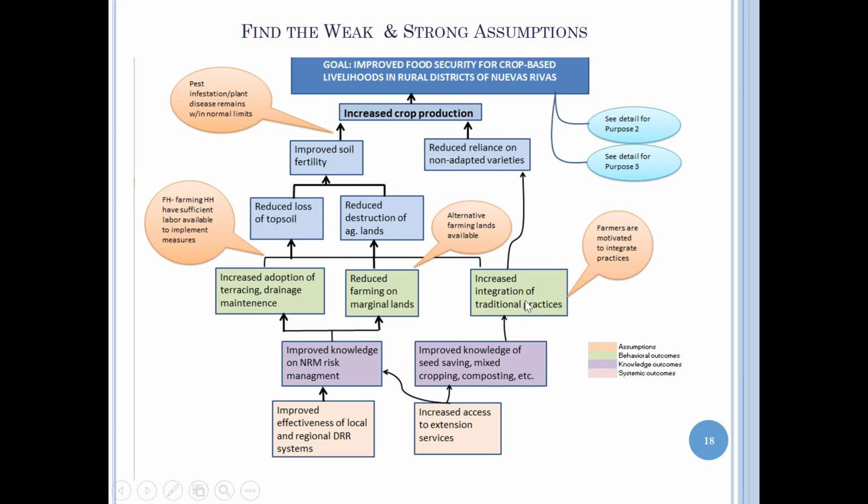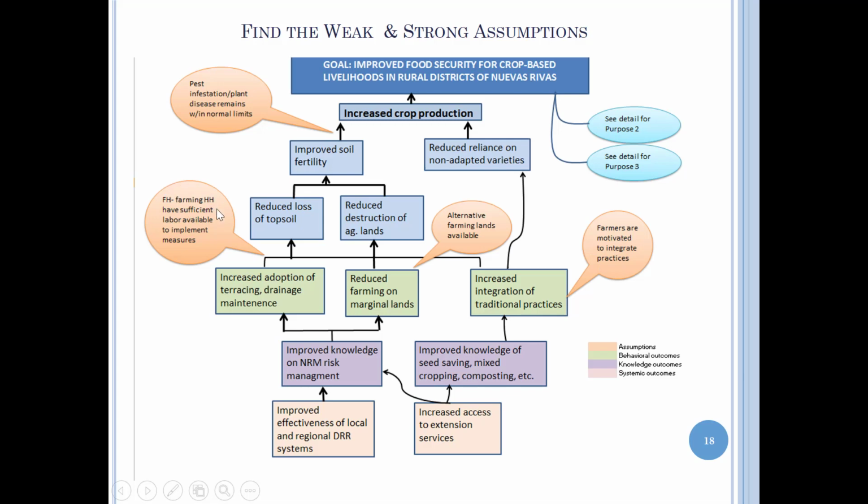Another assumption: increased integration of traditional practices will reduce reliance on non-adapted varieties, and this can be achieved if farmers are motivated to integrate practices. This is a weak formulation because it's again another example of assumptions misformulated that express things that should be in the realm of the project influence. The project should have taken care of motivating the farmers for integrating practices. This is in fact a precondition that should be achieved by the project. It should be an outcome of the project.